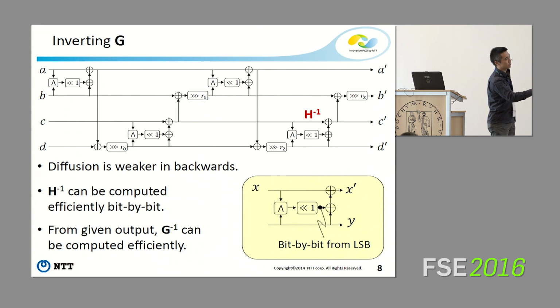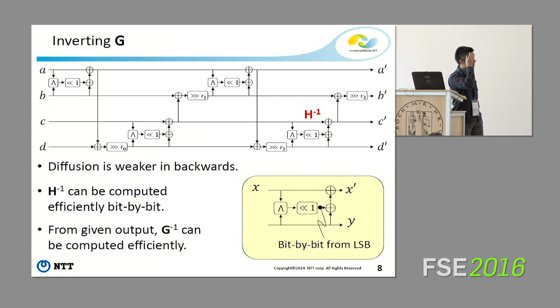So x prime and y are given, and you need to get x. And due to this component, it's not so straightforward, but you can recover it efficiently bit by bit. Because this is the shift, the LSB of the state after the shift is 0. So that means you can recover x in the LSB. If you recover the LSB, then it gives some information for the second LSB. And by repeating this, you can get x bit by bit. So eventually, from the given output of G, you can invert the G and get the input to the G.